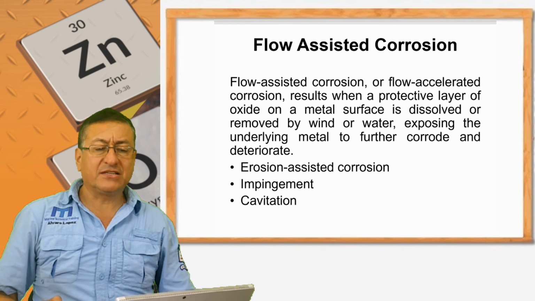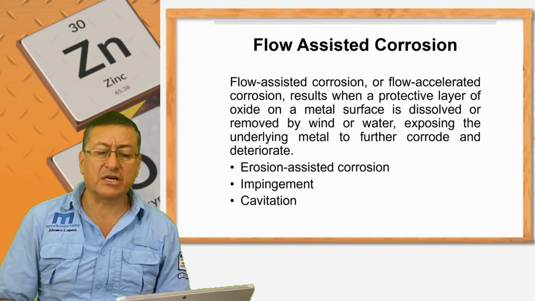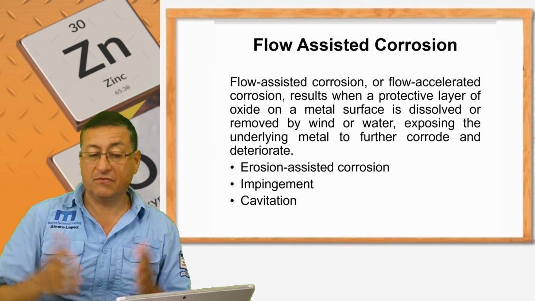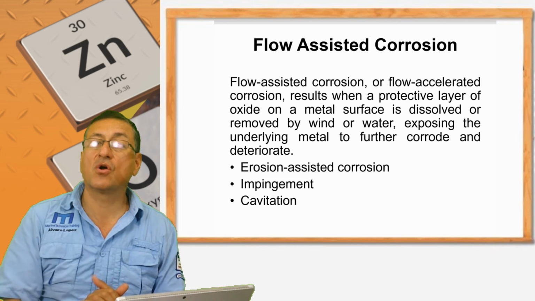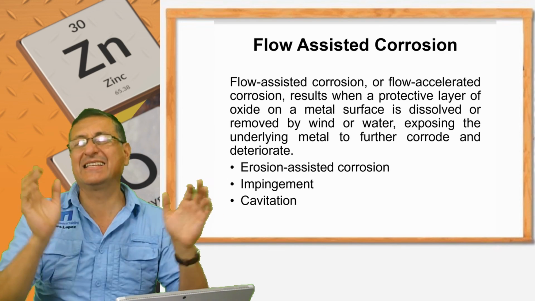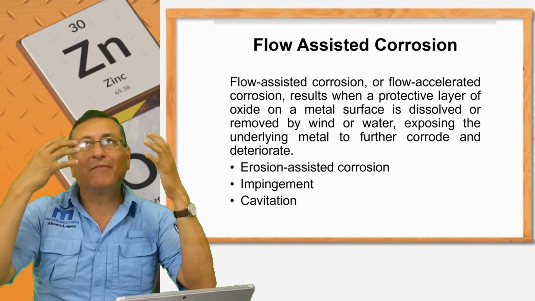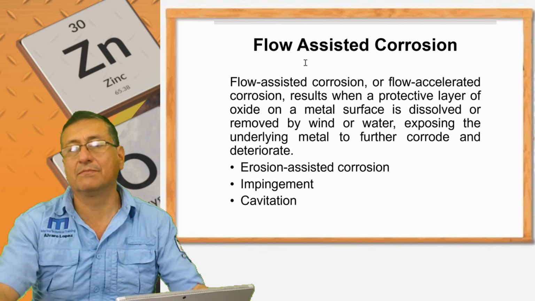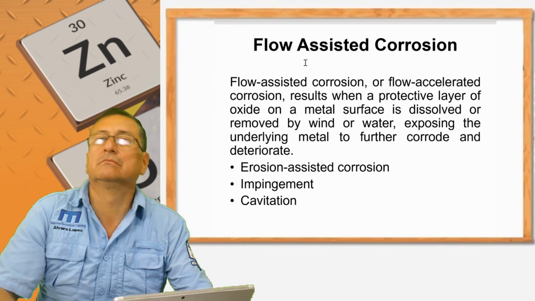Okay, flow-assisted corrosion or flow-accelerated corrosion results when a protective oxide layer of the metal is dissolved in the water, exposing the metal to further corrosion. All of them are exactly the same, and you repeat and repeat. It's stress, it's marine environment with the improper material. All of them are the same. The secret is to select the appropriate materials.